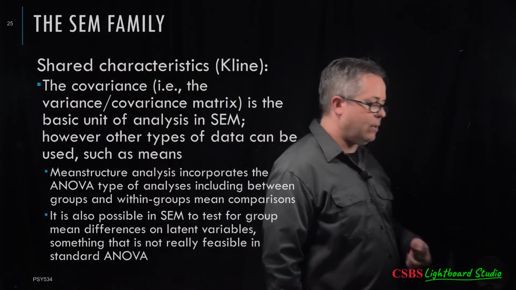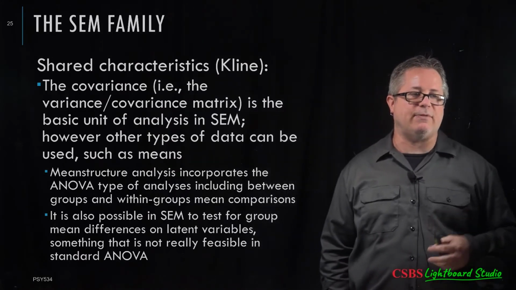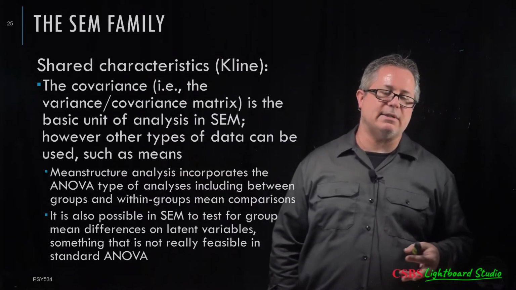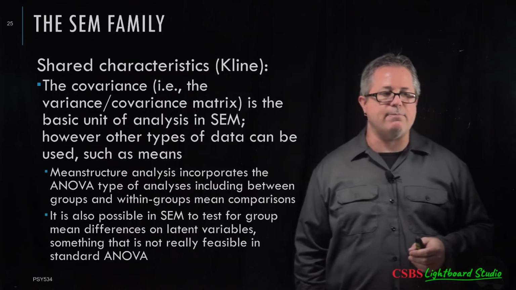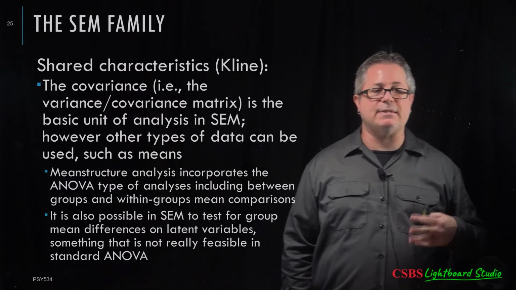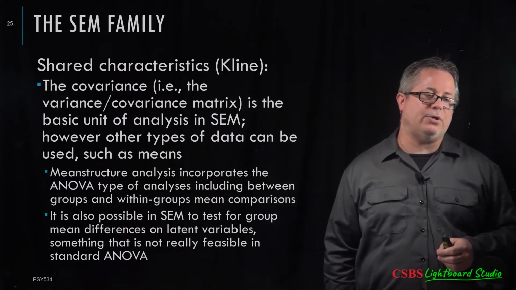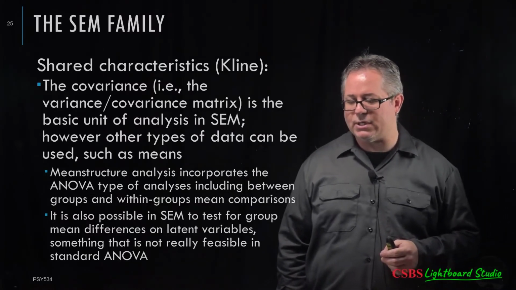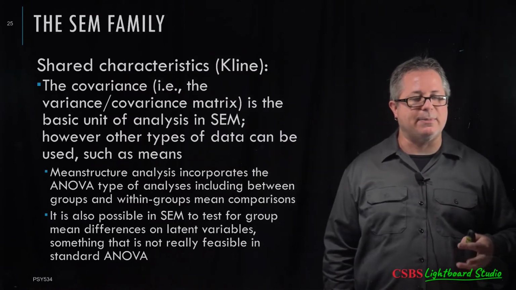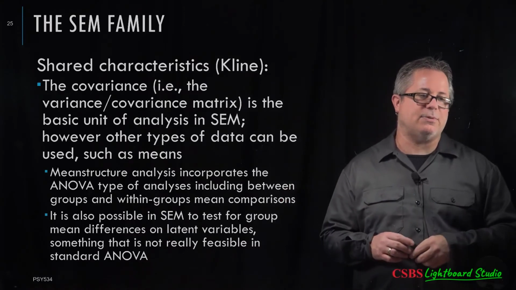So again, all SEM models have this thing where the variance covariance matrix is the basic unit of analysis in SEM. However, other types of data can be used, such as means. So later in the semester, we're going to talk about mean structure analysis, which incorporates the levels, the means, and the covariances together into the same analysis. And you can do both prediction and differences in means, like ANOVA type comparisons, all at the same time. So it's like regression mixed with ANOVA simultaneously, which is pretty cool.